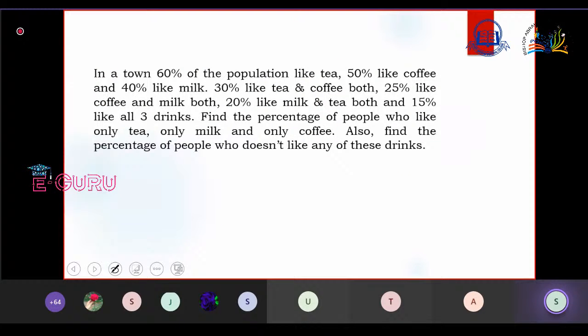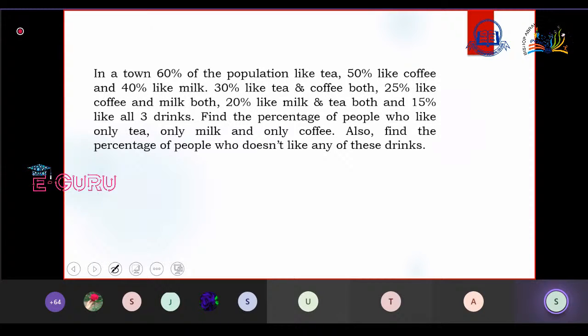In a town, 60% of the population like tea, 50% like coffee, and 40% like milk. 30% like tea and coffee both, 25% like coffee and milk both, 20% like milk and tea both, and 15% like all three drinks. Find the percentage of people who like only tea, only milk and only coffee. Also find the percentage of people who don't like any of these drinks.